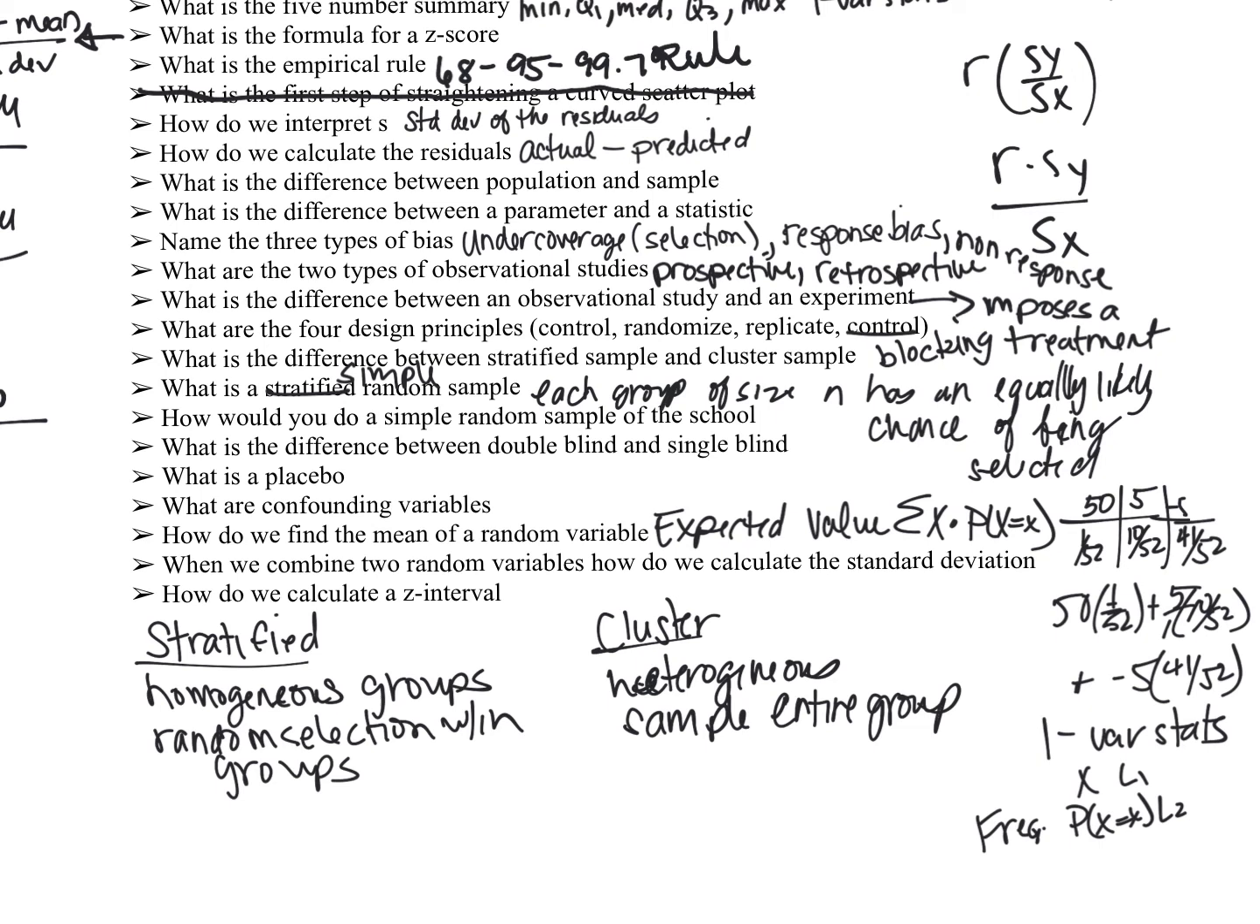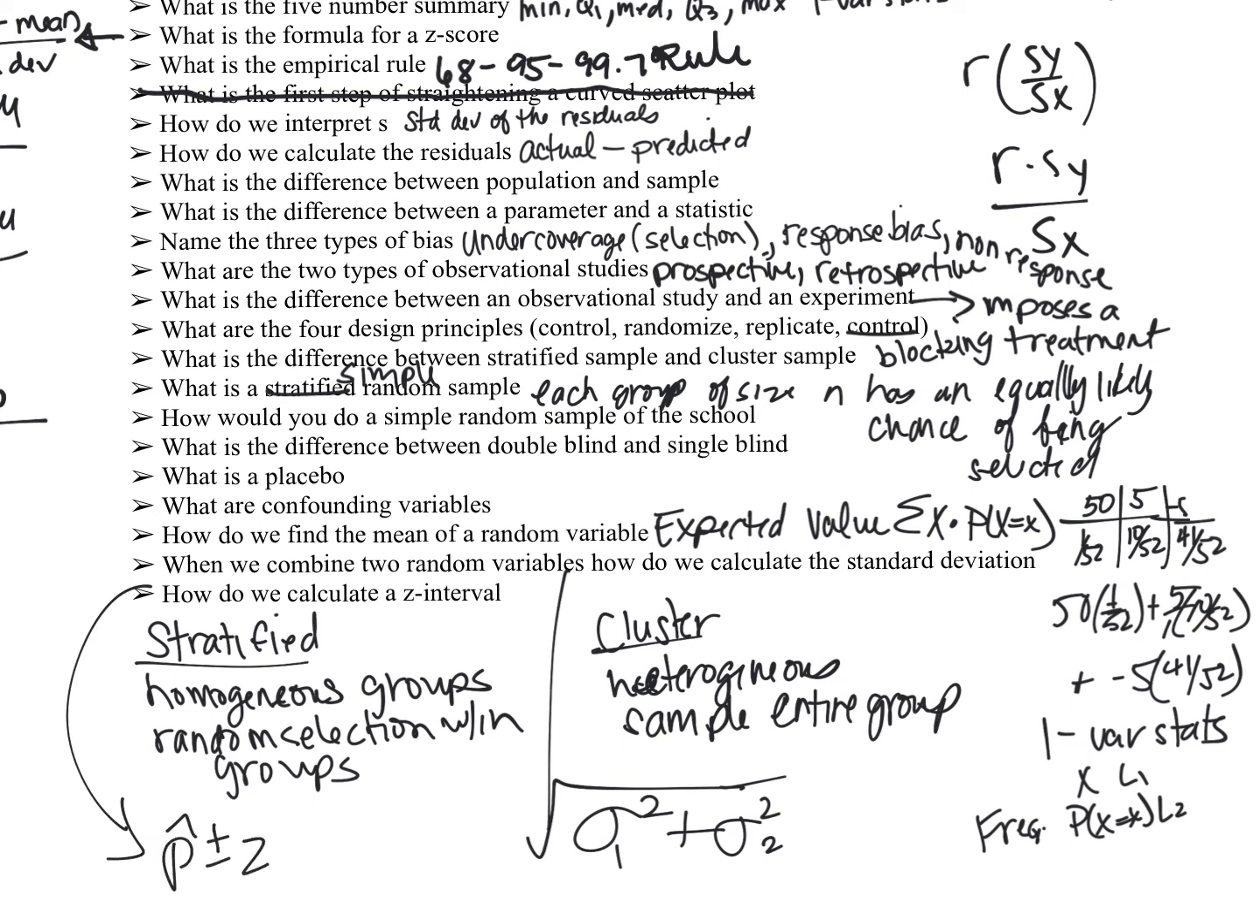When we combine two random variables, the standard deviation is the square root of sigma squared 1 plus sigma squared 2. And our z interval is p hat plus or minus z star, square root of p hat q hat over n.